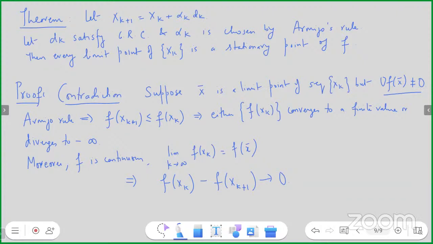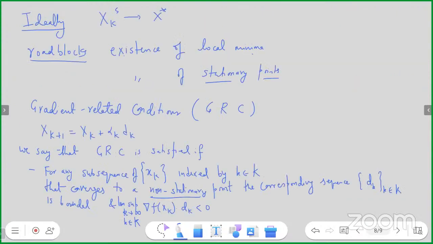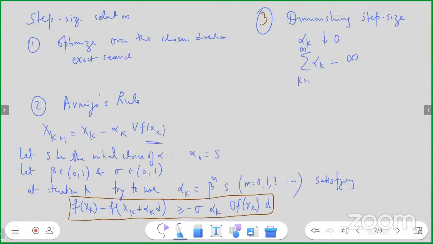What does the Armijo's rule tell us? The difference is at least so much, a finite quantity. And that finite quantity has a factor, which is the gradient at the iterate itself. Right? Let's go back to that here. So the iterate itself appears as its gradient. Now, if this is non-zero, where is it converging? F of xk is converging to f of x bar, at which point the derivative is not 0.